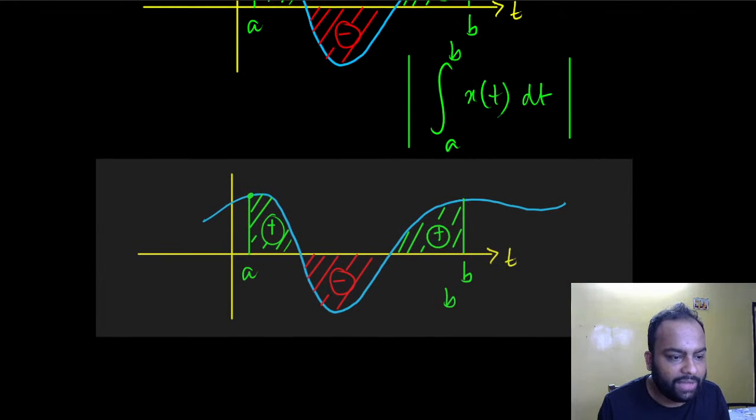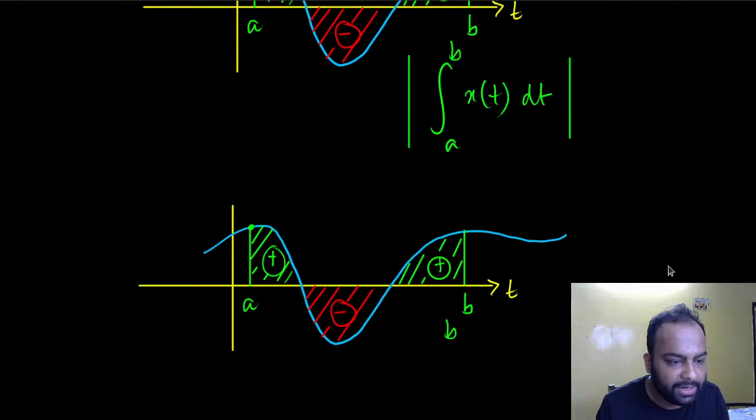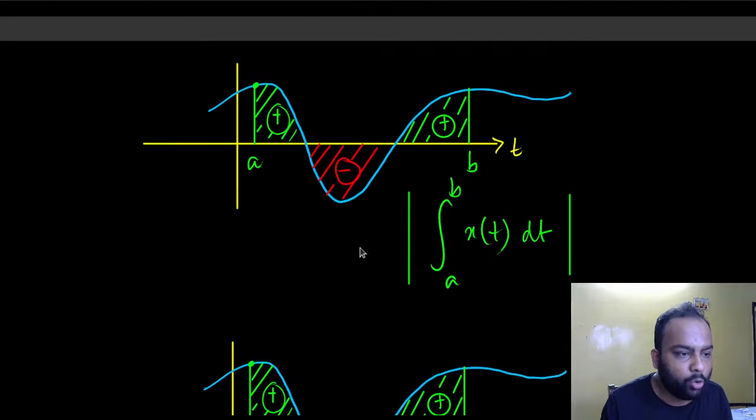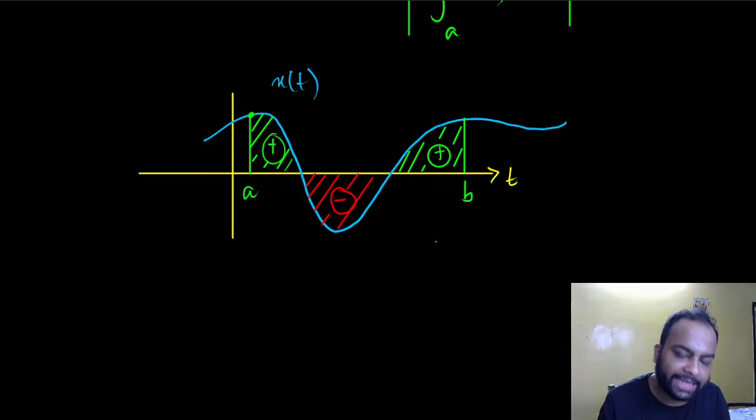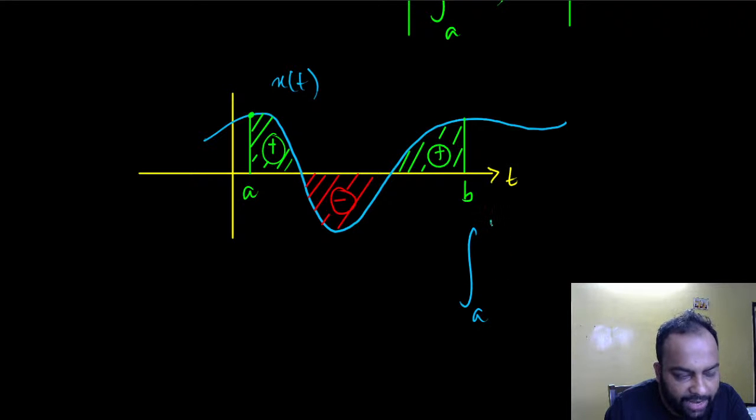Now, what if I want to do the same integration, but now, so again, the blue one is the function, right? So the blue one is the signal x(t) here, right? So this is x(t). Now, what if I want to do the integration in a slightly different way? Let's just say I want to integrate from A to B, but now I'm going to take a mod on the signal first and then do the integration.